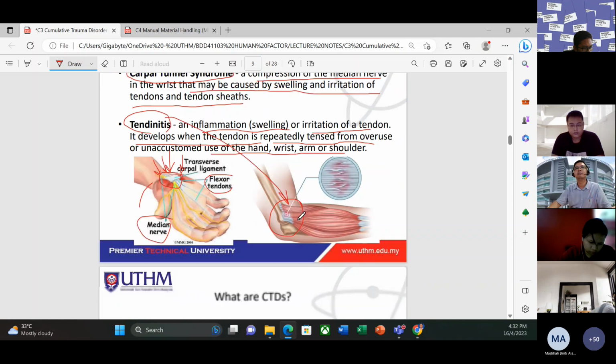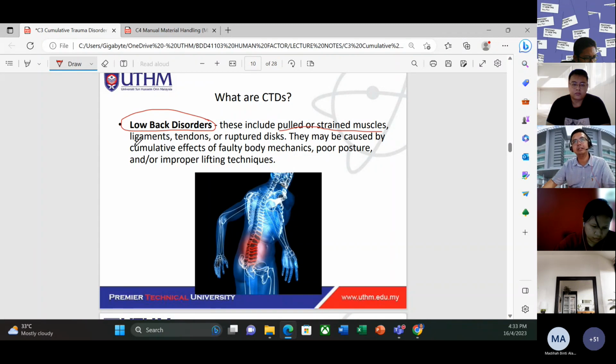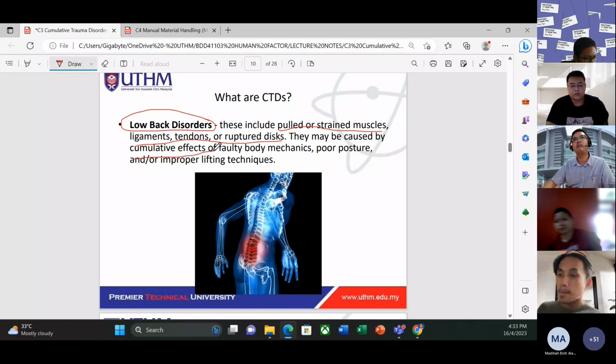Low back pain is the most common type of MSD injury and is related to manual handling activities. This includes pulled or strained muscles, ligaments, tendons, and ruptured discs. They may be caused by the cumulative effect of faulty body mechanics, poor posture, or improper lifting technique.